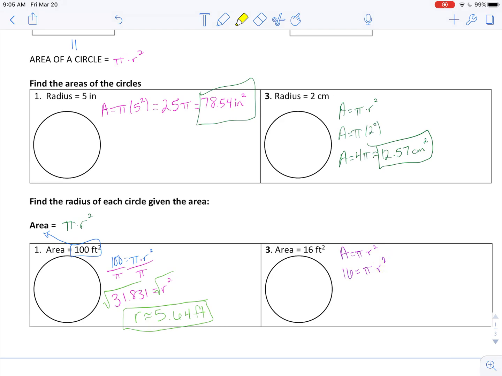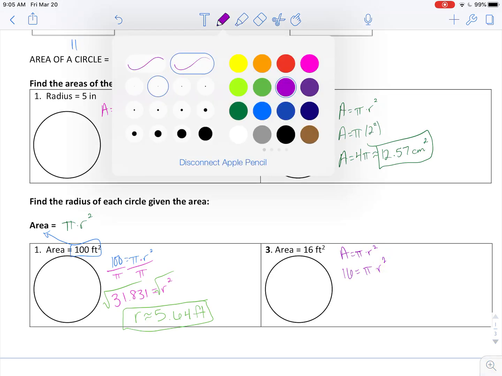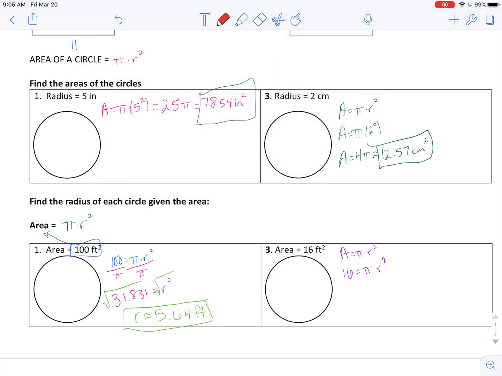And now I want to get that r squared by itself. I want to solve for r. So how do I do that? How do I get that r by itself? Well, I've got to get rid of pi. And what's the opposite of multiplying by pi? It's dividing by pi. So 16 divided by pi is approximately 5.09.